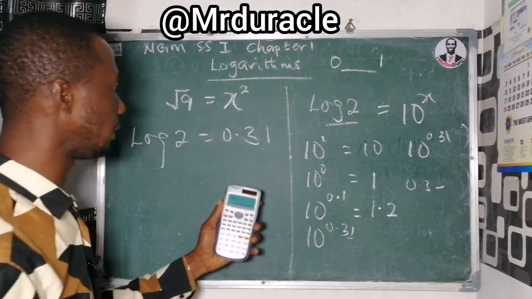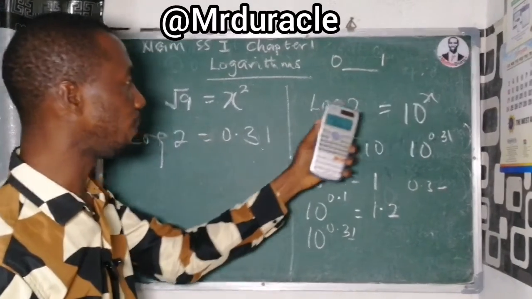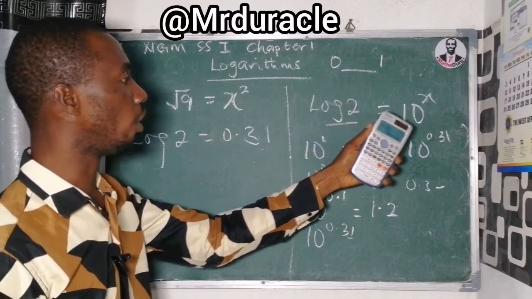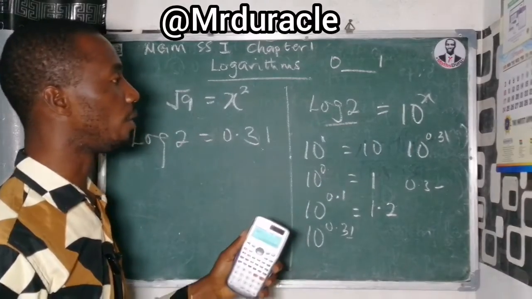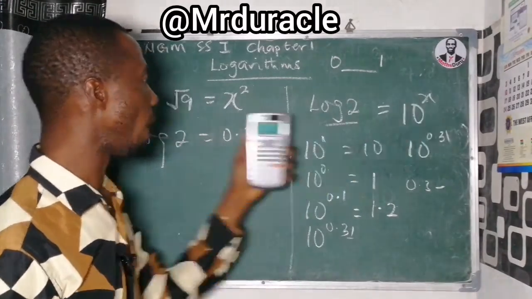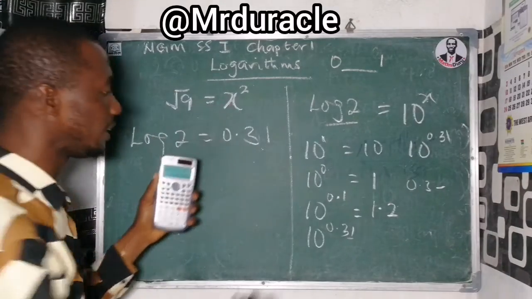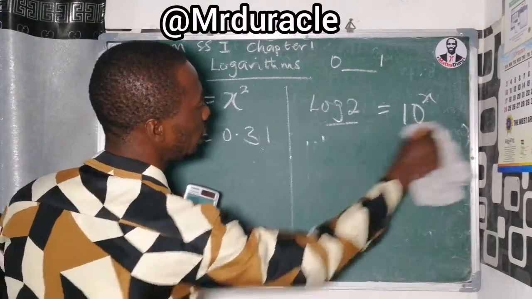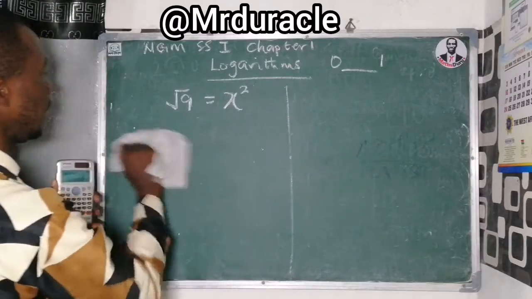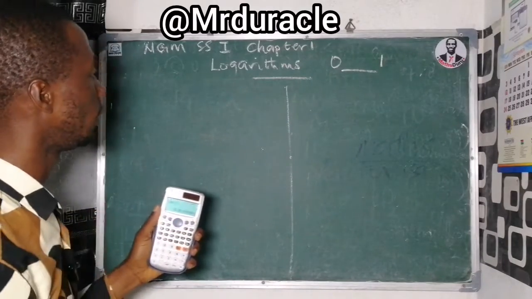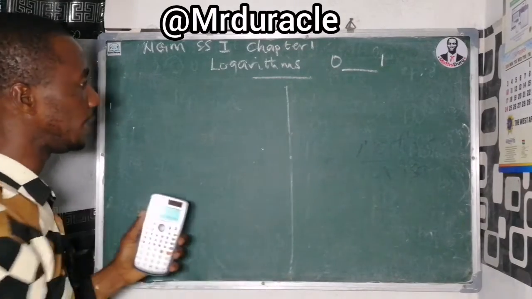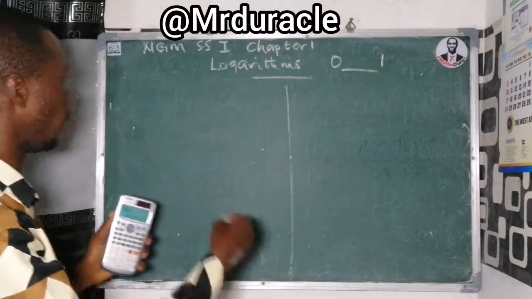So when you hear logarithm, we're talking about the index. What will be the index of that number, on the base of 10, that will give us that number? So we're looking for the index, while for square, you're looking for the base. So these are the two different things between logarithm and square.